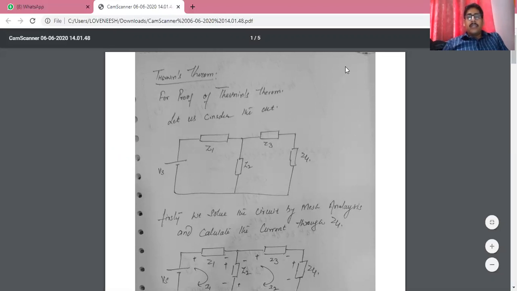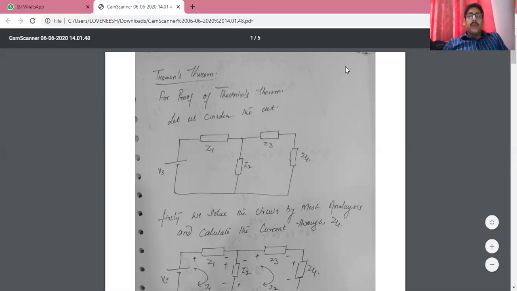As we know, for calculating the voltage or a current through a particular branch, we have a number of ways, like using Ohm's law, using Kirchhoff's law, using mesh analysis, using nodal analysis, and also using theorems. Now, in this video, I will teach you about the proof of Thevenin's theorem, how this Thevenin theorem can be applied to any electrical circuit for calculating the voltage or a current through a particular branch.